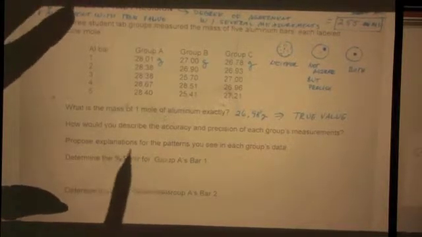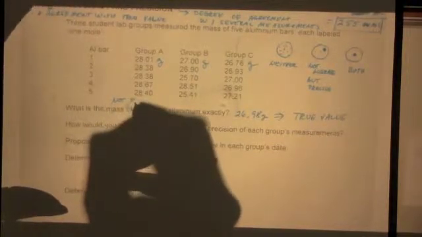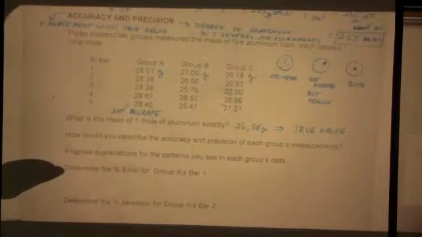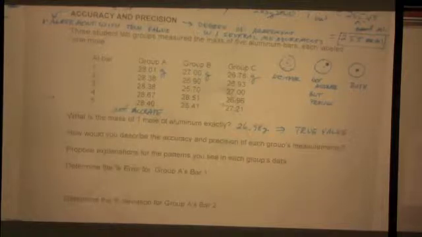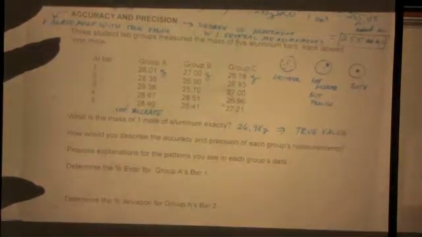How would you describe the accuracy and precision from each group? Okay, there's my true value. What do you say about group A? Yeah, it's not precise. Excuse me, not accurate. See, there I go again. They're not accurate. Are they precise, though? Are they getting basically the same result over and over again? Yeah, pretty much so, all right? They're within a few tenths of a gram at least here and there. So they would be precise.